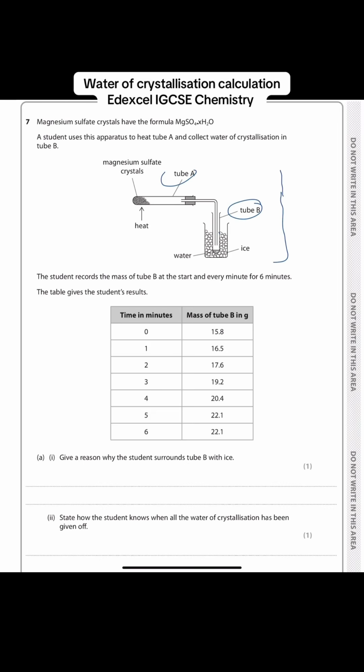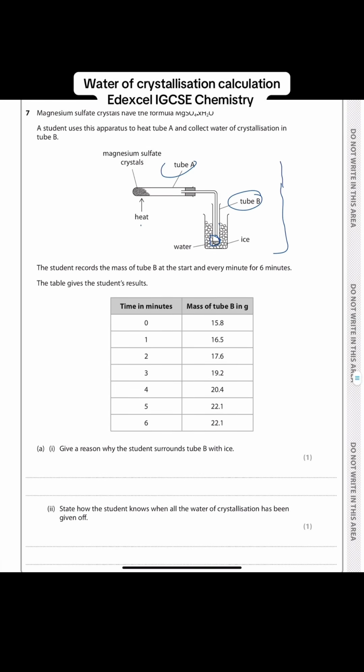and tube B. In tube A, they add the hydrated salt and they heat it to get rid of the water of crystallization, which collects in tube B here using the ice, which condenses the water. In this experiment, they provided you with the mass of the tube at the beginning of the experiment, tube B, which is the empty tube, and then the mass of tube B at the end of the experiment, which is the mass of the tube along with all the water of crystallization.